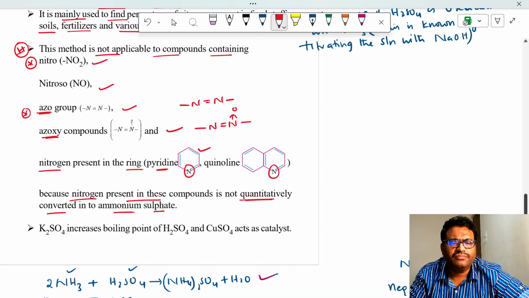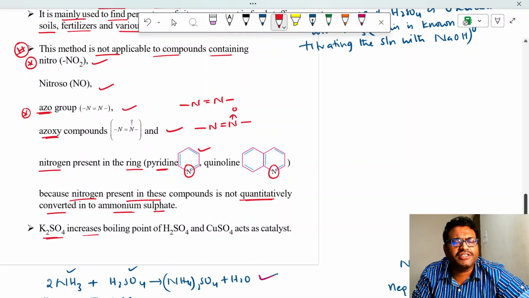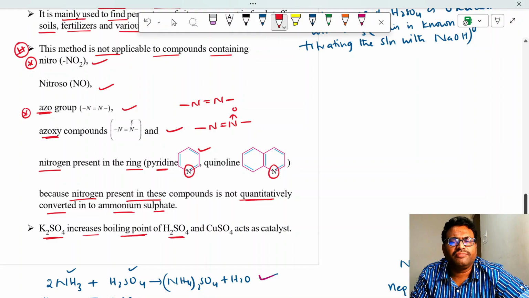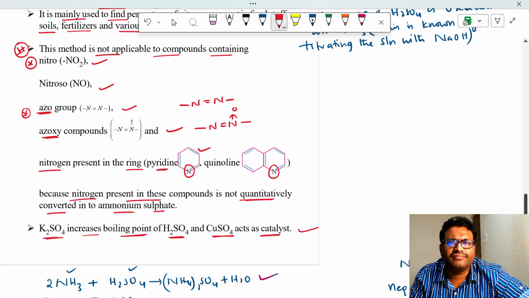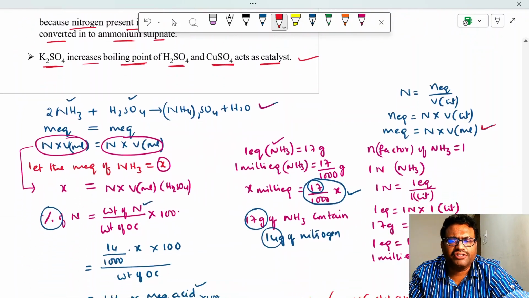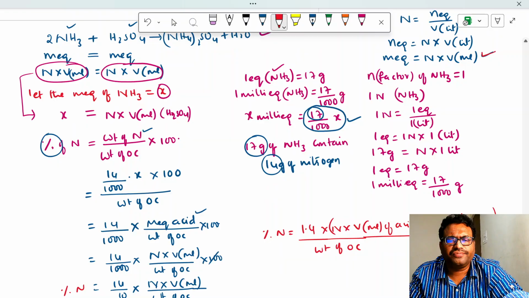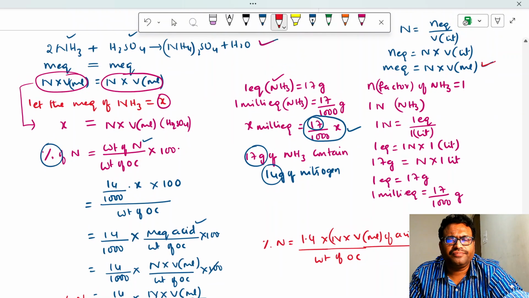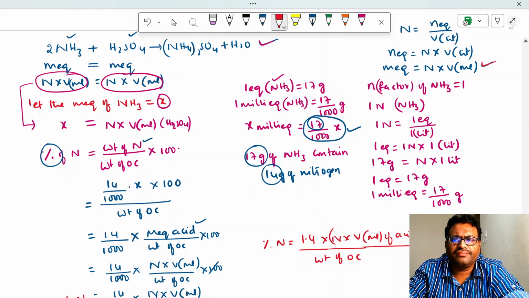Here K2SO4 increases the boiling point of H2SO4 and CuSO4 is acting as a catalyst. So the formula, and which compounds it's not being converted, these two things mainly. The remaining things you understood, I hope so. This is the derivation of the formula.